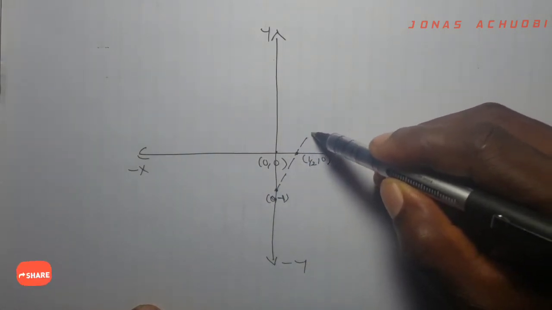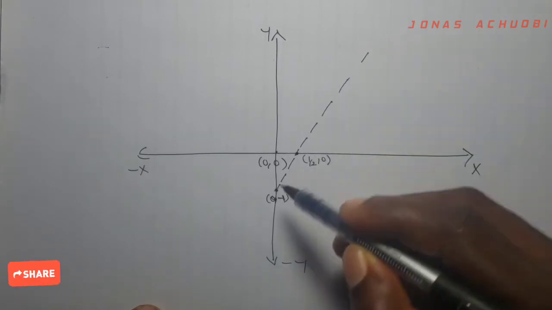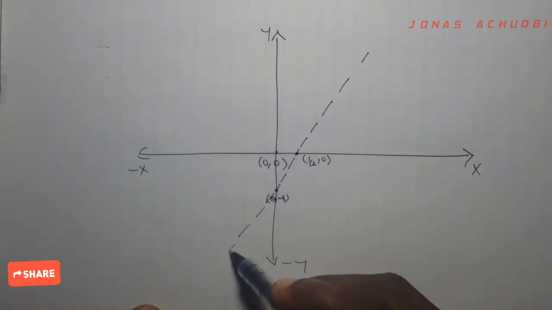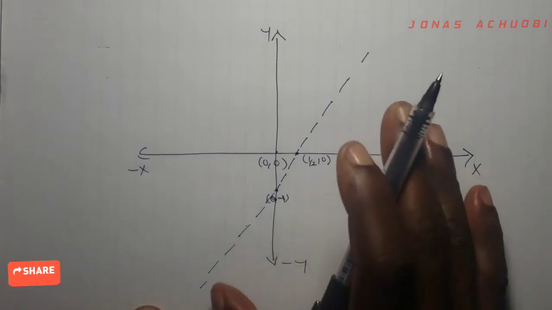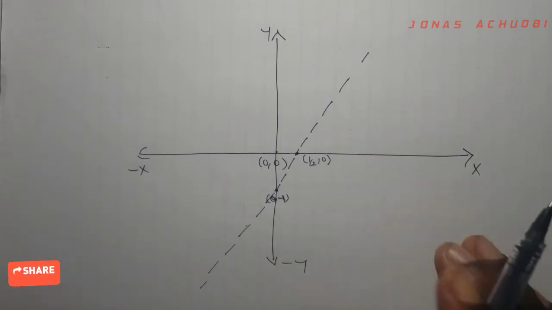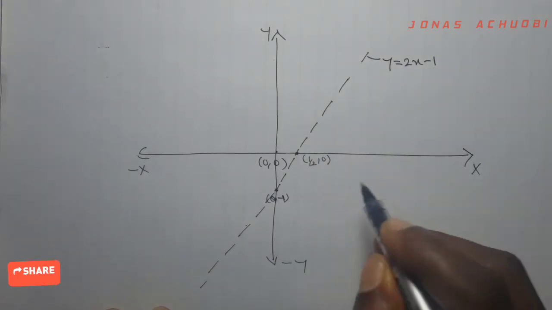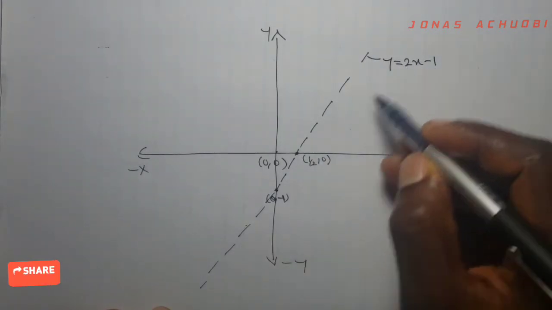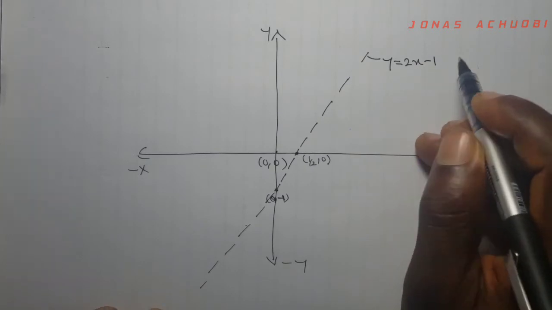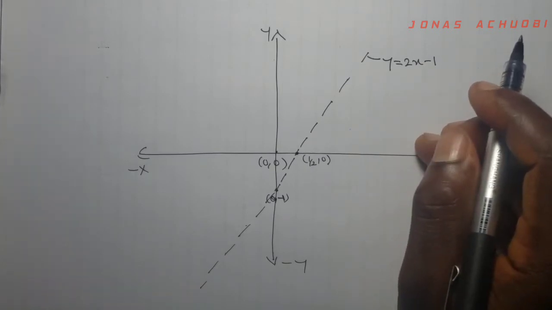Those 2 points. And of course, we can extend this line to any point that we wish to. That's what the step says. Now, this is the line y equal to 2x minus 1. You should always label the line. Now, this is a straight line. This is the line y equal to what? 2x minus 1.